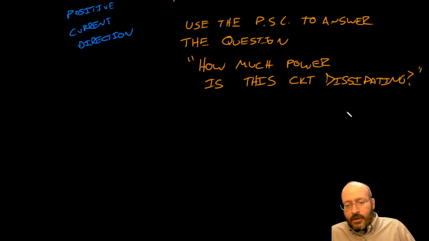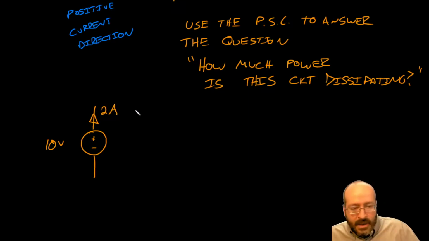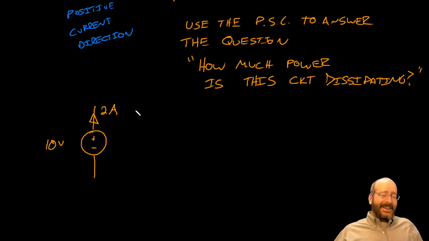All right, so let's get a voltage supply. Okay, and let's say it's a 10 volt voltage supply. Let's keep the numbers simple, but let's say that 2 amps is going up. Okay, even though it's a voltage supply, it's not a passive element. It's adding energy to the system. Okay, so we'd say it's an active element.